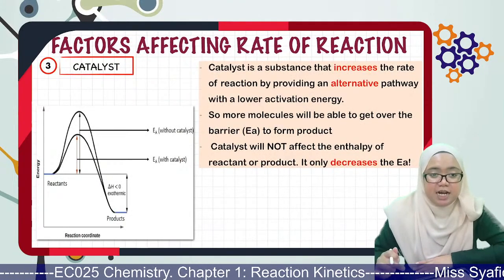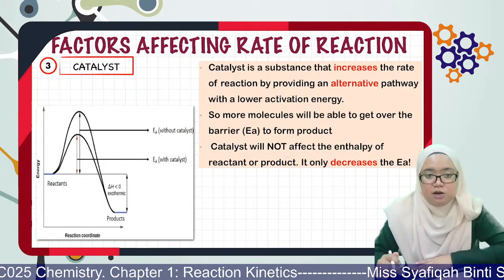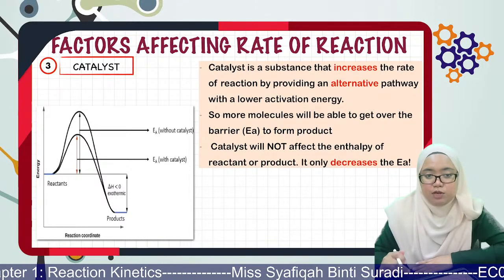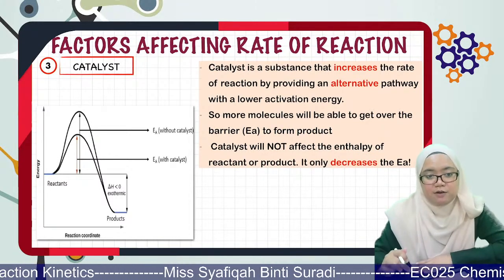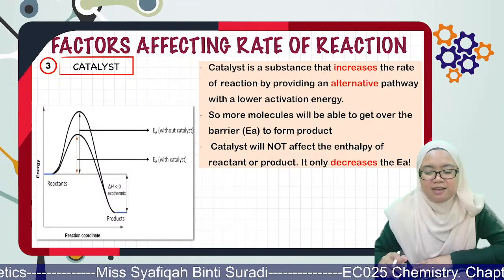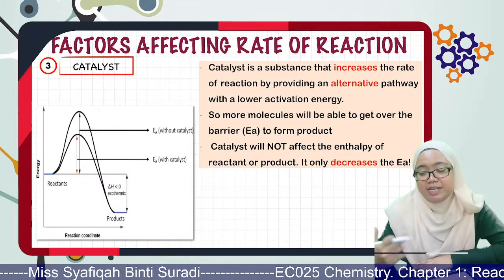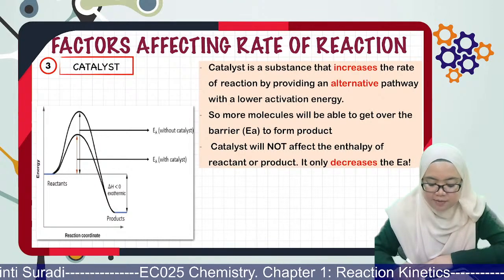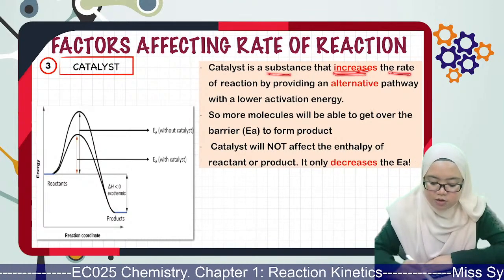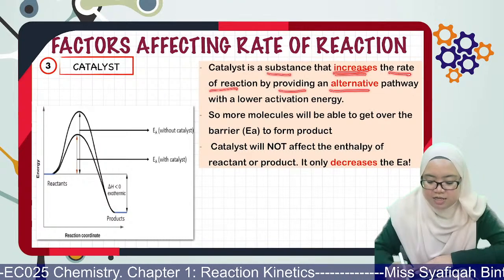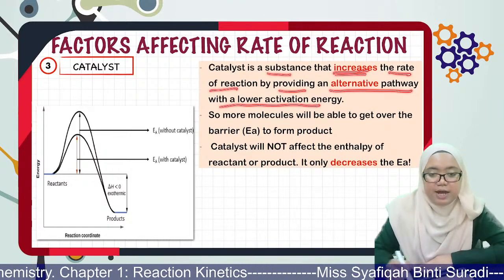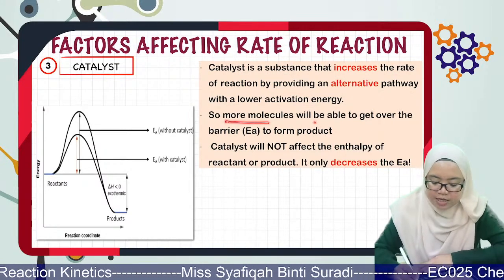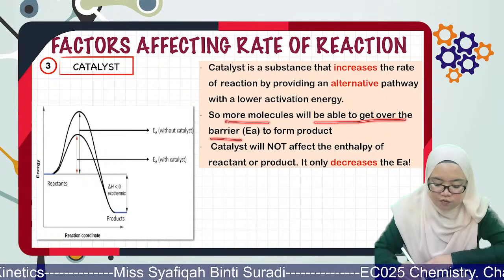So faktor yang ketiga adalah faktor catalyst. Alright, so faktor catalyst ni kita boleh tunjuk dia punya explain dia punya factor based on energy profile diagram. So apa itu catalyst? So catalyst is a substance that increase the rate of reaction by providing an alternative pathway with a lower activation energy. Okay, so more molecules will be able to get over the barrier to form product.